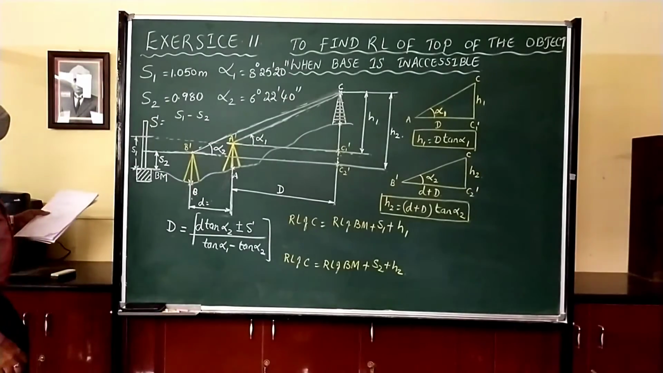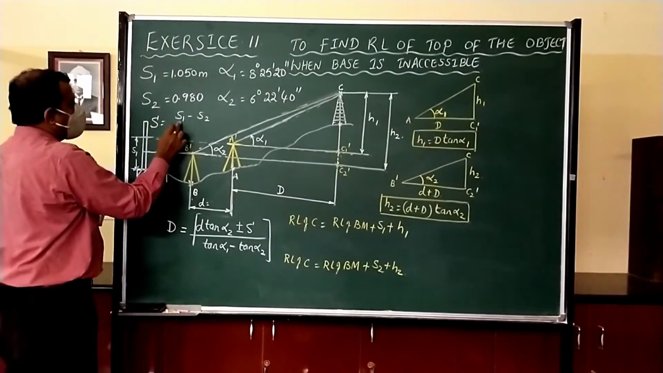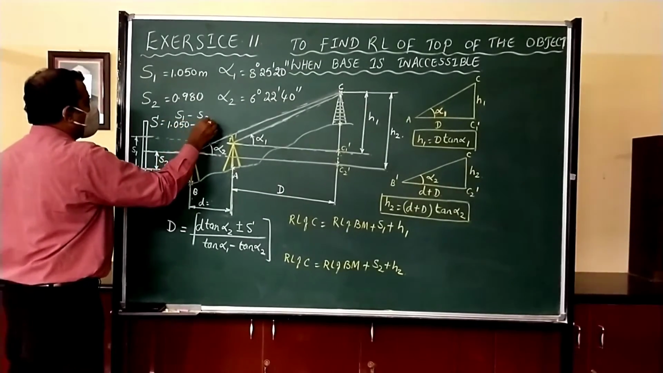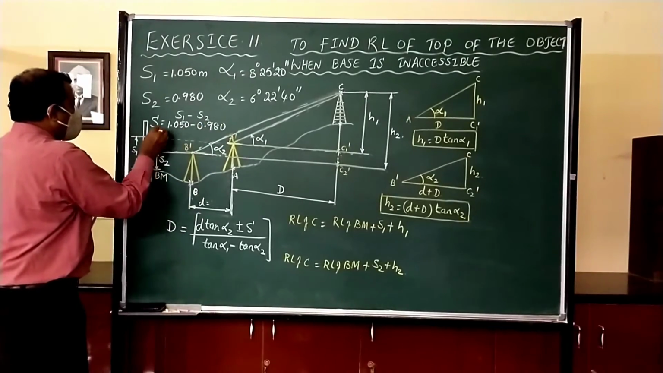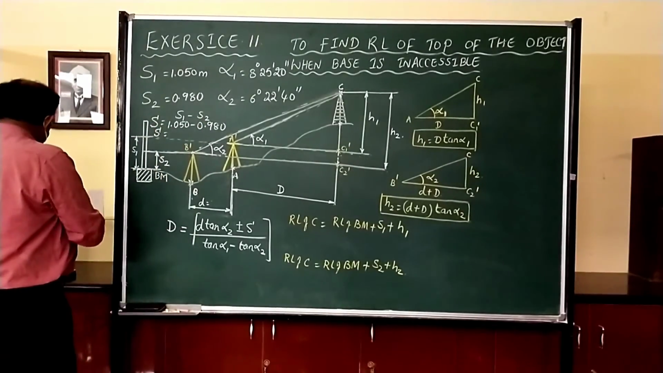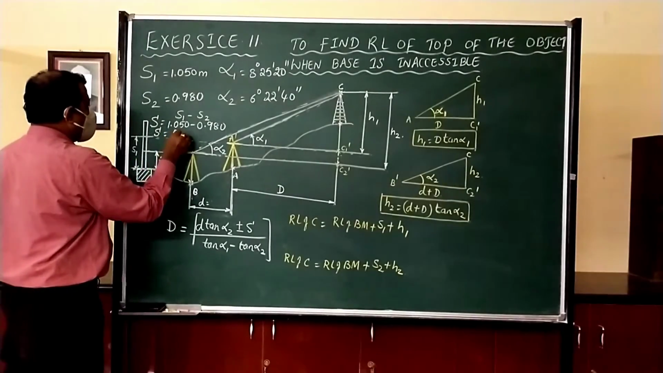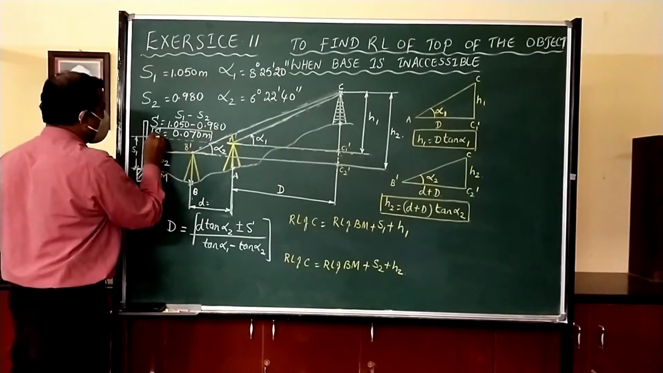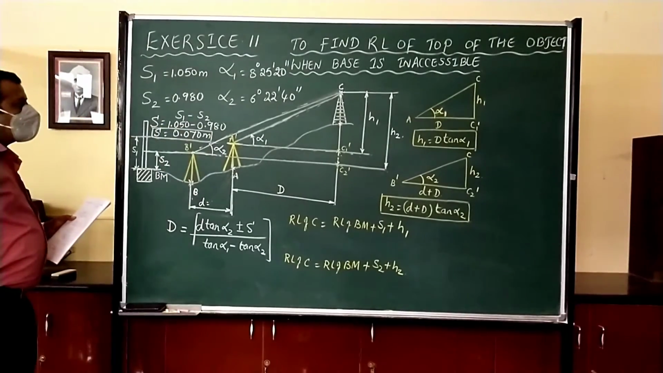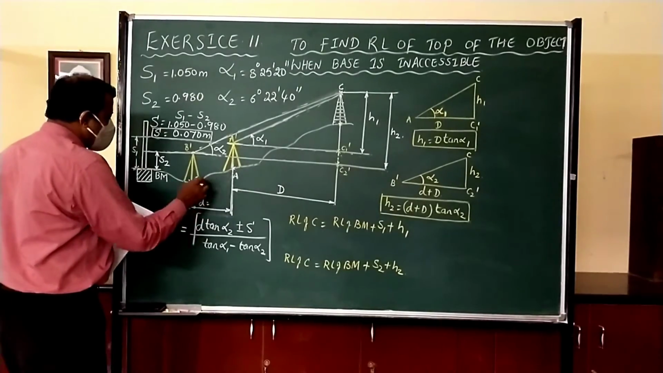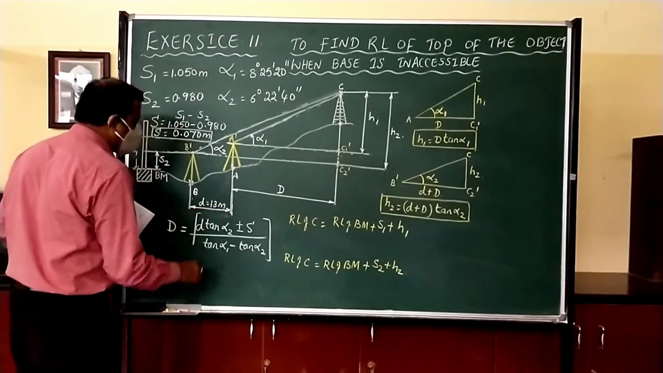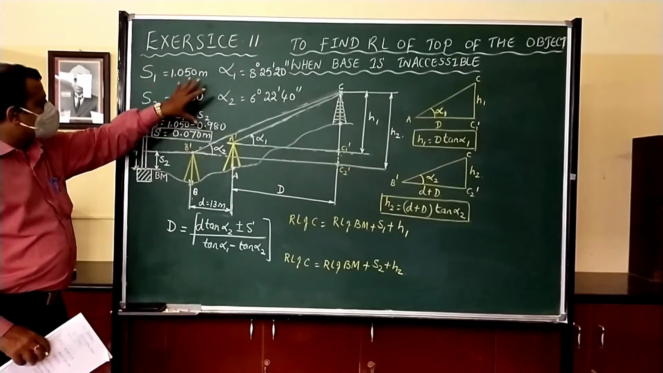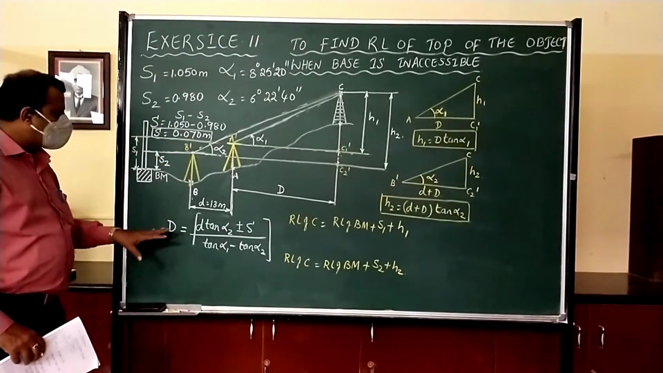Now the difference between the staff reading S is given by S1 minus S2, which is 1.050 minus 0.980. The value of S is equal to 0.070 meter. This is the value of S. Understood? Now D, the distance between station A and B is equal to 13 meter. All this data we have obtained from the field. Now let us substitute this data for finding the horizontal distance D.